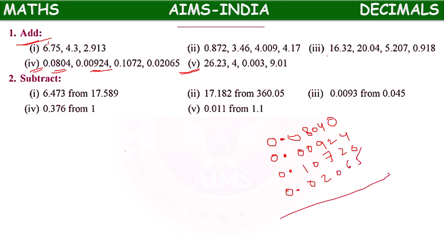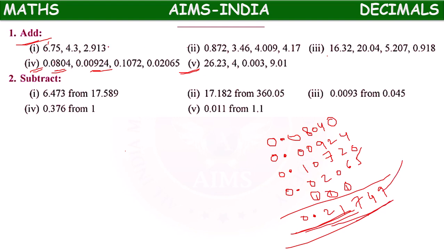0.02065. Now, fifth place, 4 plus 5, 9. Fourth place, 4 plus 2, 6, 6 plus 2, 8, 8 plus 6, 14. 1 we can keep here. 9 plus 7, 16 plus 1, 17. 1 we can keep here. 8 plus 2, 10, 10 plus 1, 11. 1 we can keep here. So 1 plus 1, 2. Point, all zeros, 0. 0.21749. This is the answer.